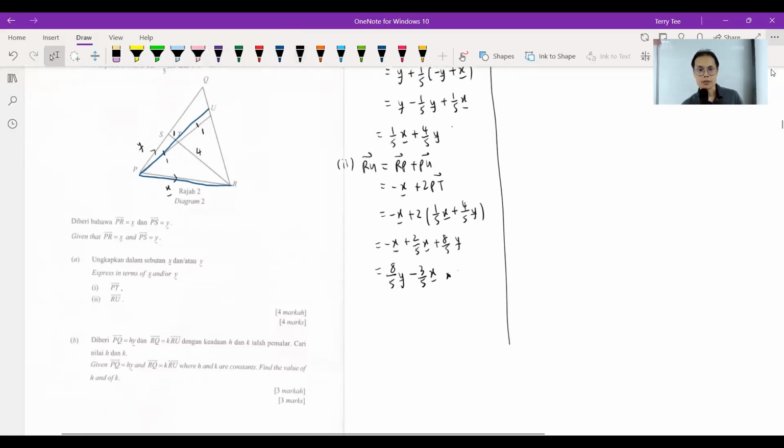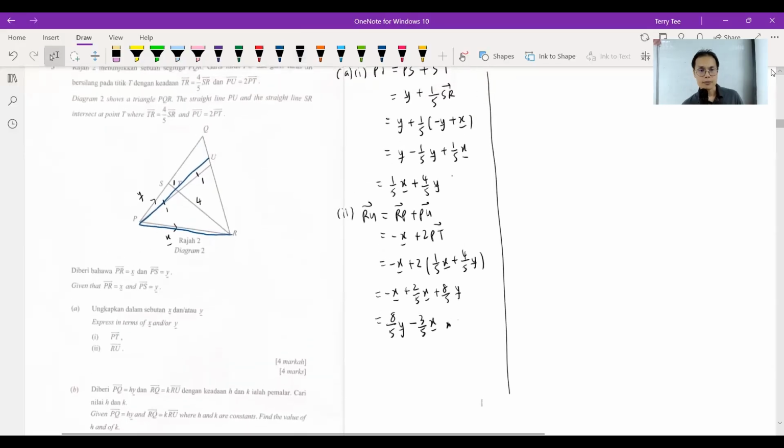Okay, let me show you the next part. The next part, you're given that vector PQ equals h y. Let me rub this off. PQ will be the whole thing. It's h times of y. Okay, so we have to show you here. This is h times of y. Okay, and RQ is k times of RU. RQ is k times of RU.